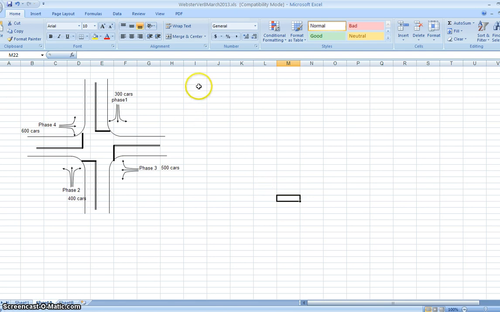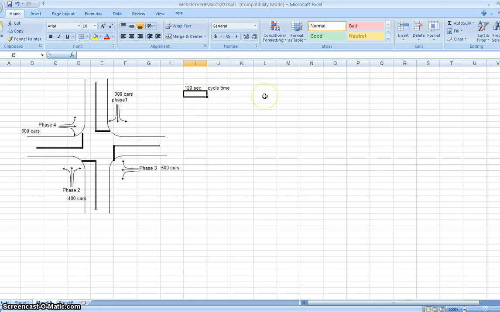Let's say we will give the traffic light a 120-second cycle time. So how are we going to divide this 120-second cycle time to each approach?